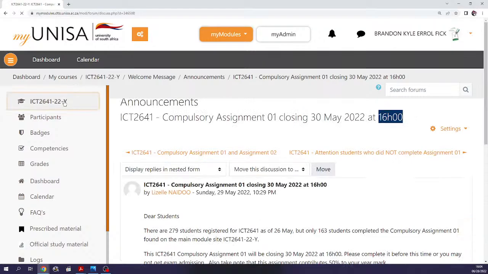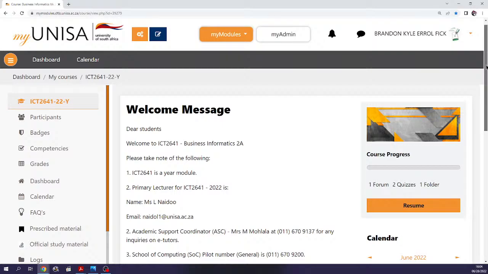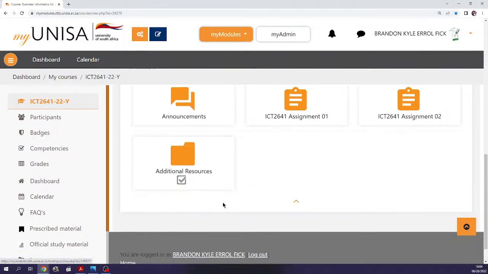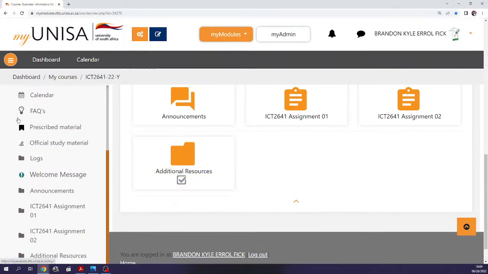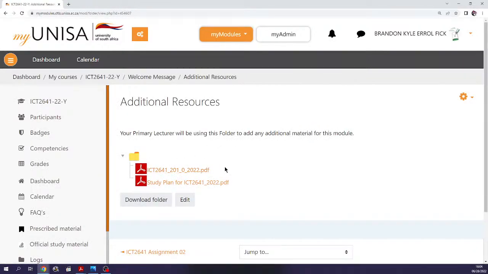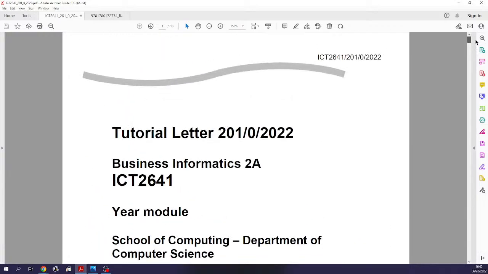Okay. So back to the main page for this module. To find the memo, another announcement was made on this, by the way. But to find the memo, you scroll all the way down here and you go to additional resources. Alternatively, you could open the side tab and go down to additional resources. And then this is the memo. It's called ICT2641 2010-2022, which is tutorial letter 201 code. But when you download this and you open it, you will be met with the memo for assignment 1.